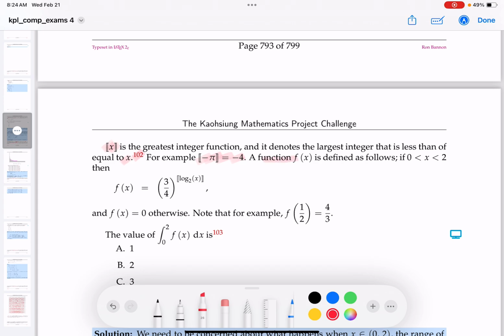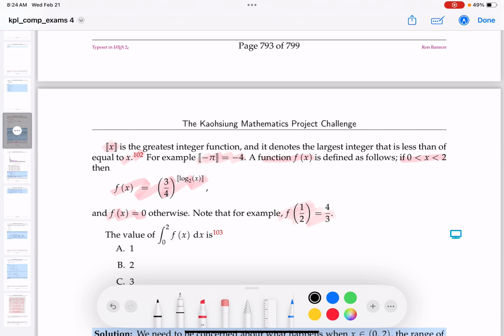They go on to say there's a function f of x defined between 0 and 2, and this is the function over here. They go on to say that f of x equals 0 otherwise, by the way. So it's only defined as f of x equals 3/4 to this floor of log base 2 of x when you're between 0 and 2, otherwise just 0. They go on to say that f of 1/2 would be 4/3.